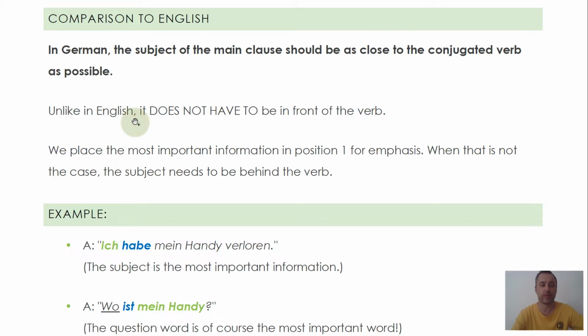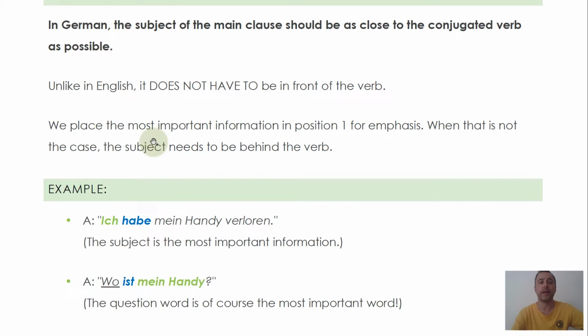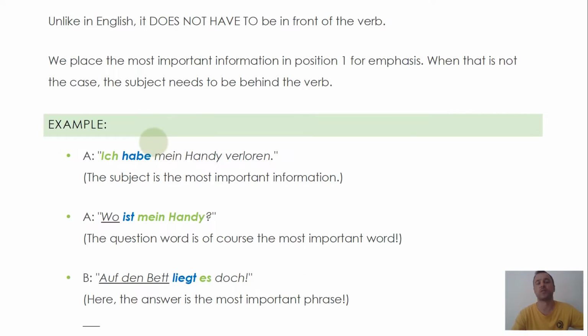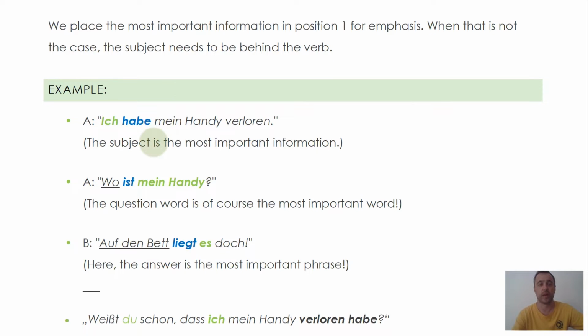In English, remember, if you want to put something else in front, like in this sentence, you have to separate that by comma, followed by the subject, which is "it" here. Unlike in English, it does not have to be in front of the verb. So here, this "it" is the subject, so it stands in front of the conjugated verb, the verb that you need to adjust according to who or what you're talking about. So in German, it is also usually on position 1, the subject, but not always.